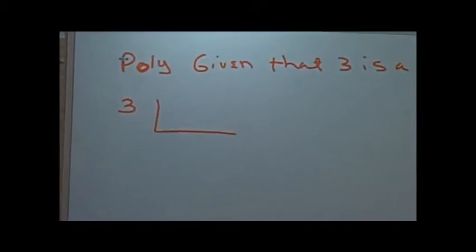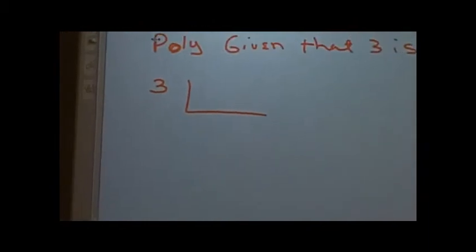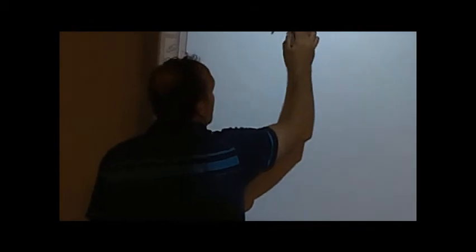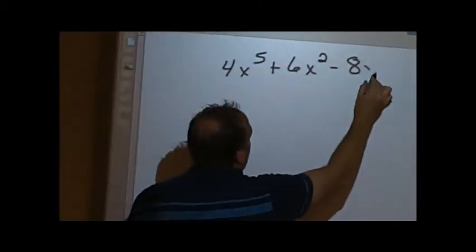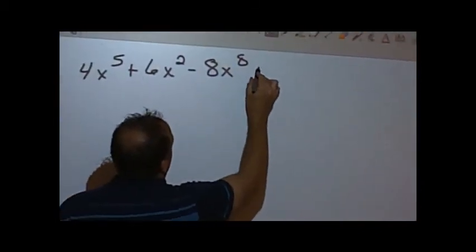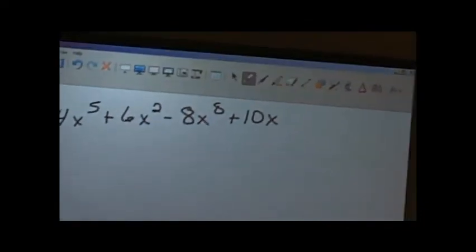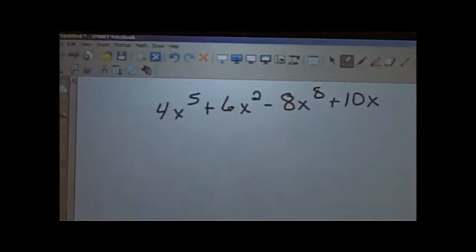The next 4 problems are telling you to find all possible zeros. If they ask for all possible zeros, let's look at one here: 4x to the 5th plus 6x squared minus 8x to the 8th plus 10x. They want all possible zeros. Again, find my possible zeros.